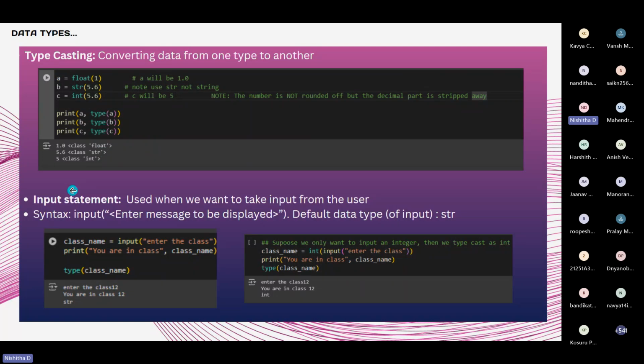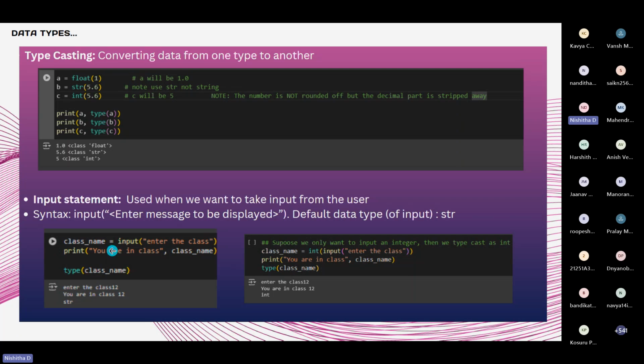Now there's something known as the input statement. The input statement is used when we want to take input from the user. So this is the syntax for the input statement. I type input, and then you can enter any message to be displayed. You can see it like this. For example, I'm taking the class name variable, and its value will be taken in from the user using the input statement.